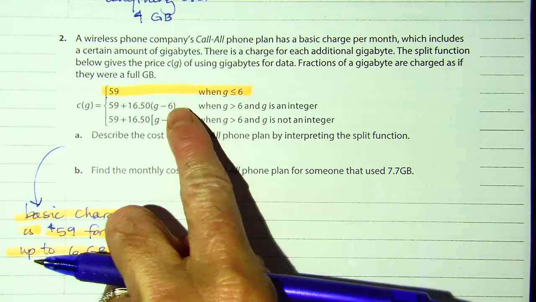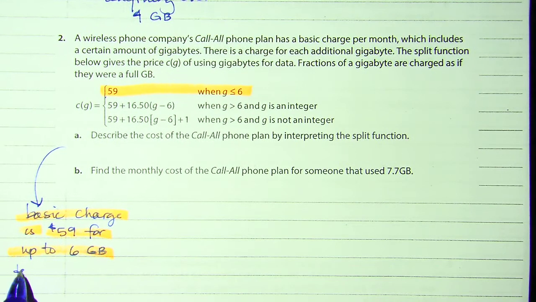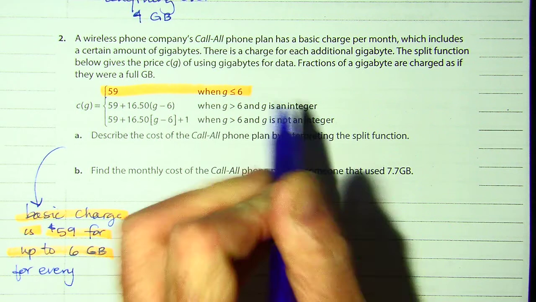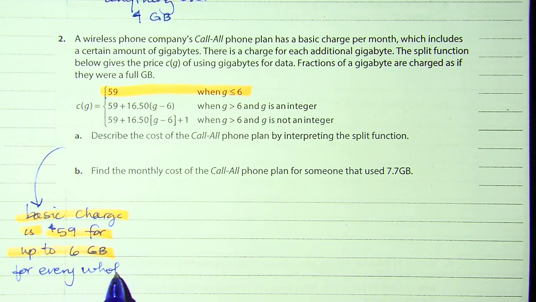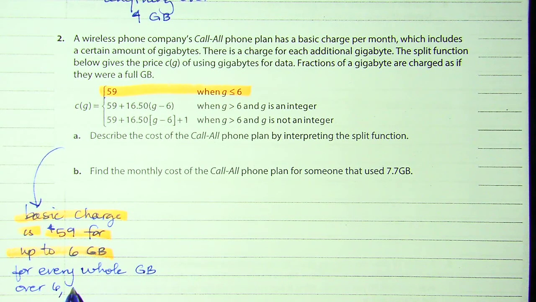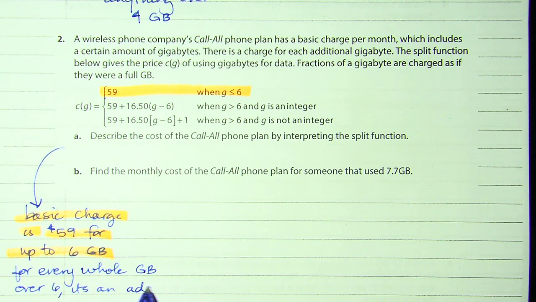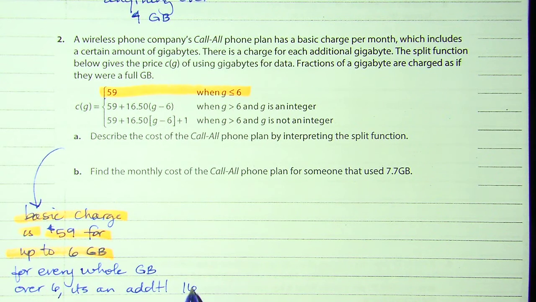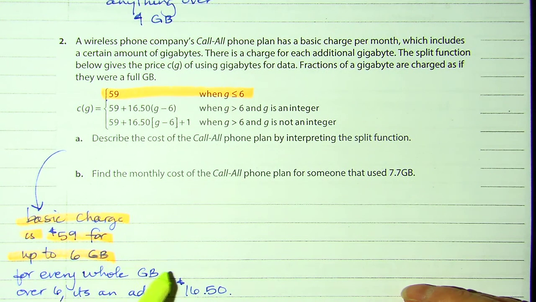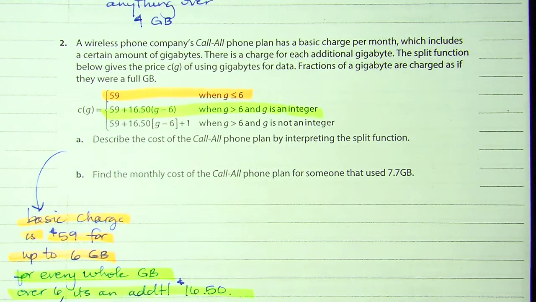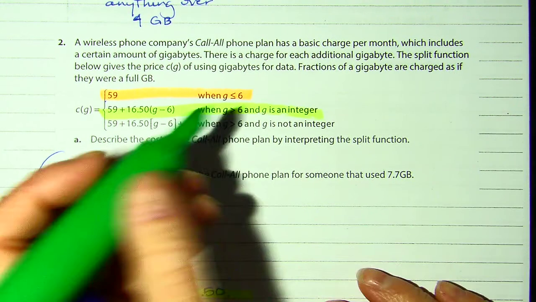However, this second one is that for every integer, which is a whole number, for every whole gigabyte over 6, it's an additional $16.50. Okay, so there's the next piece. So that would be interpreting this part. And then last is this bottom.